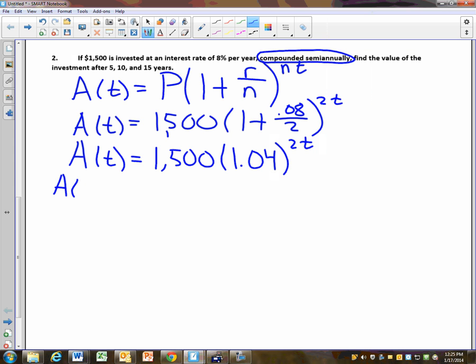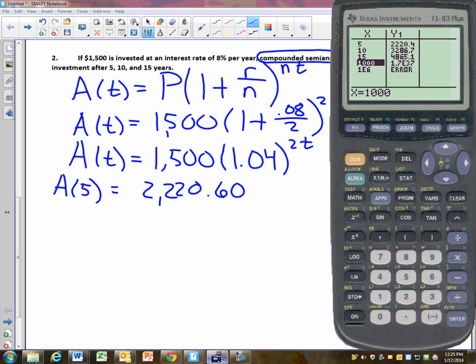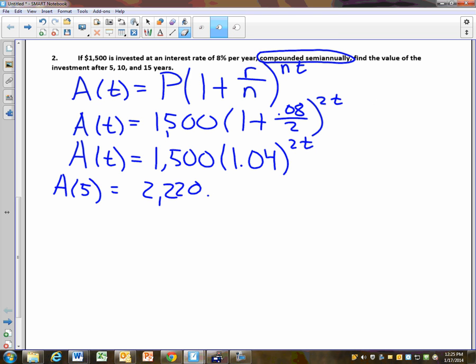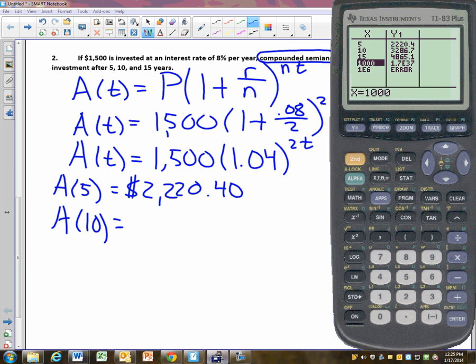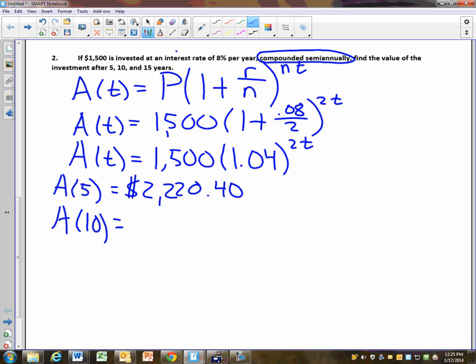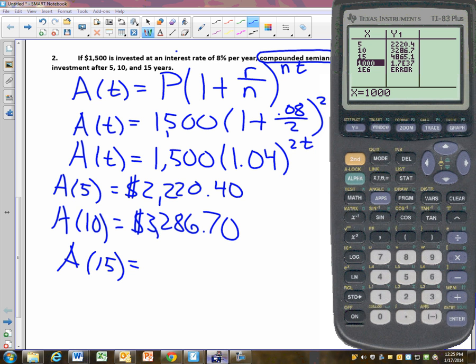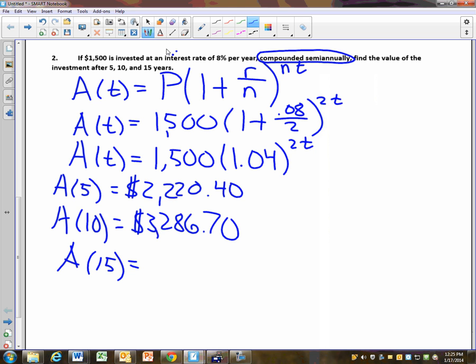The amount after 5 years is equal to $2,220.60, I think it was. 40 cents. The amount after 10 years is equal to $3,286.70. And the amount after 15 years is equal to $4,865.10.